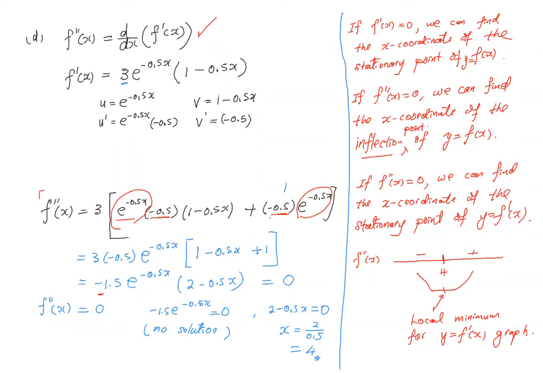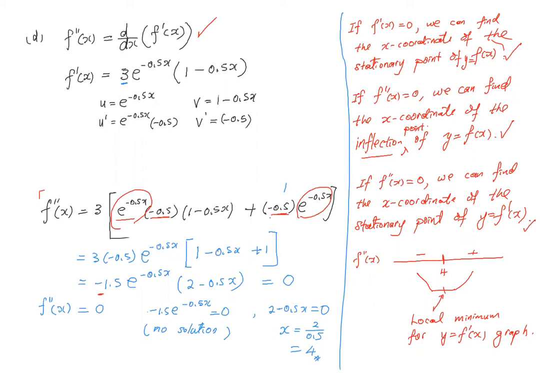So you have to know what f prime x equal to 0 means. Refer to which graph? If f double prime x equal to 0, refer to this graph, it means inflection point. Refer to this graph, it means stationary point. So that is the use of the second derivative.